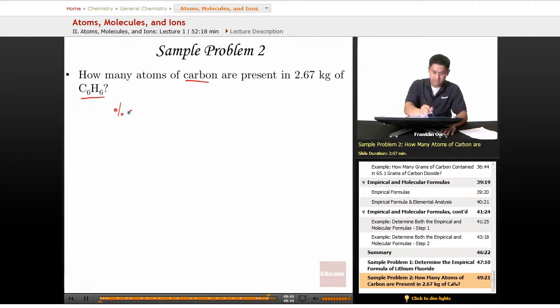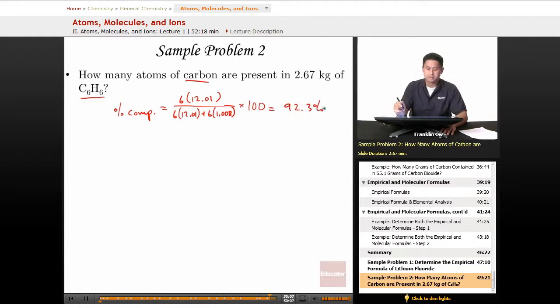Okay, so the percentage composition is equal to the total mass of carbon. There's 6 of them, by the molar mass, 12.01, divided by the total mass of C6H6, which is 6 by 12.01 plus the 6 hydrogens by 1.008, and all of that times 100. So when we do this, we get 92.3%. So C6H6 is mostly carbon, 92% carbon.